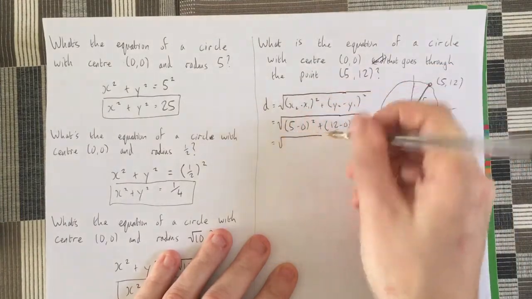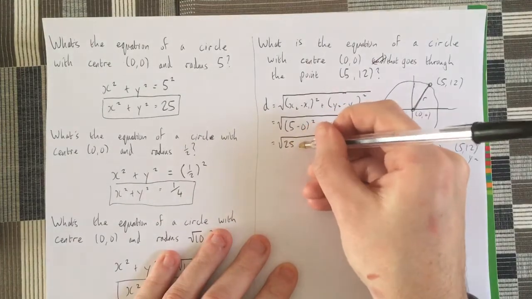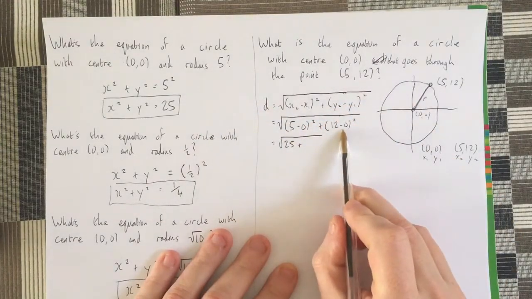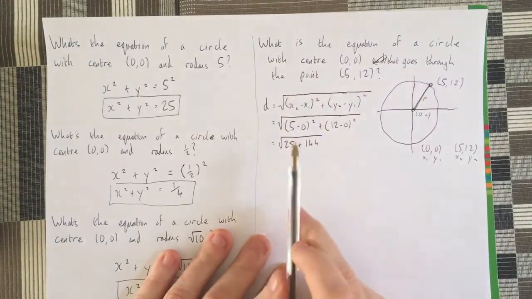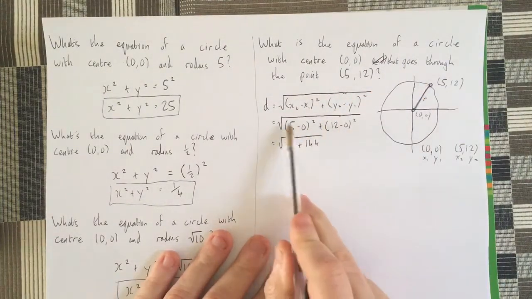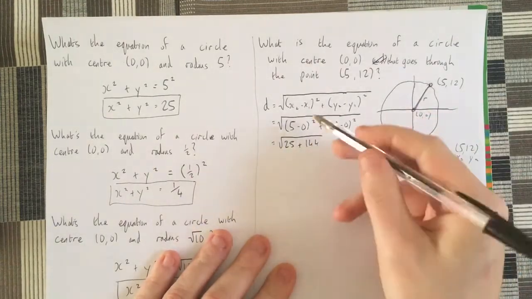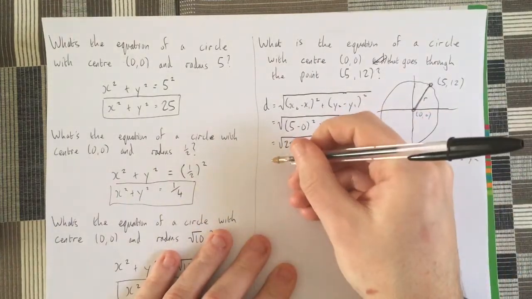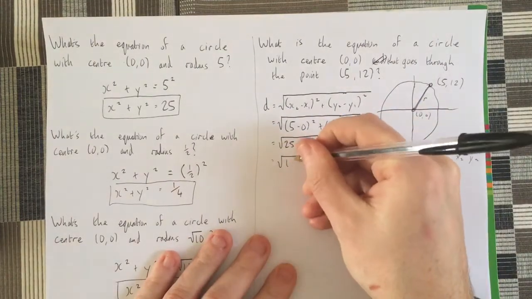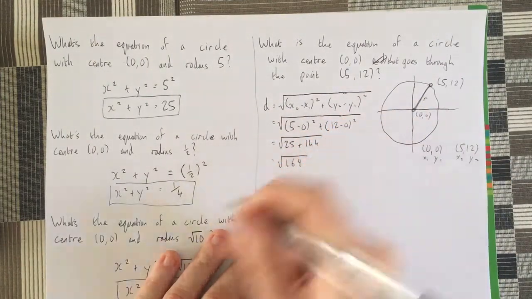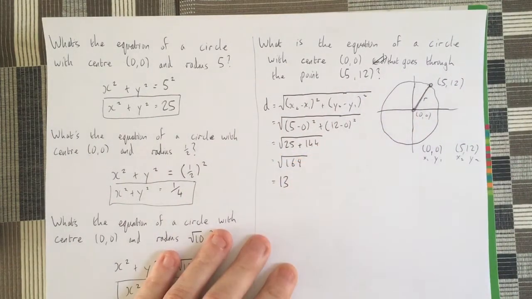So that's equal to 5 minus 0 is just 5. So 5 squared is 25. 12 minus 0 is 12. 12 squared is 144. You could plug this directly into your calculator. It'll give you the answer. Just be careful with the syntax and brackets and stuff like that. Or you can do it more step by step like I'm doing here. 25 plus 144 is 169. And then if you do square root of 169 on your calculator, it's 13.